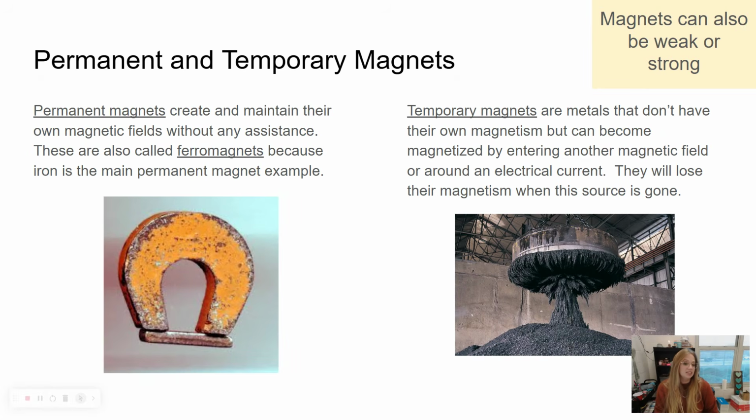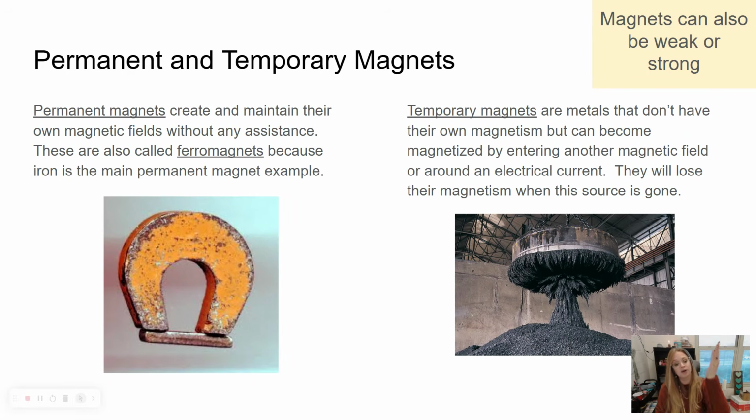Temporary magnets, you can see there, are metals that don't have their own, for sure, magnetism, but can become magnetized when you have electricity or another magnet around them. Once that source is removed, then they stop being a magnet as well.